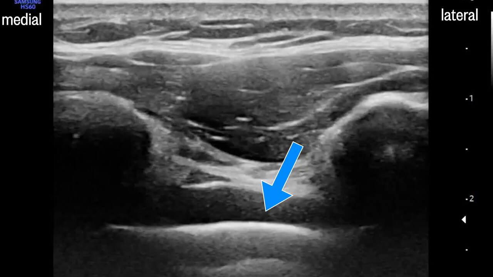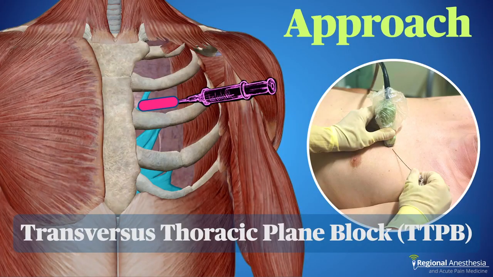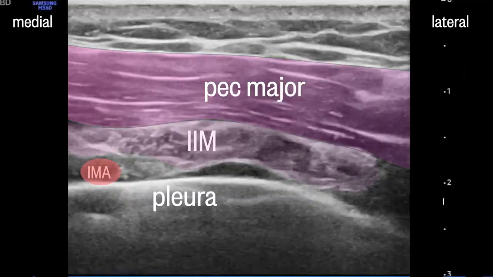Anytime you're imaging vessels in long axis, it can be easy to miss them. Doing the TTP block in the parasagittal orientation requires very careful attention to these vessels, which can be not all that obvious. So here we are back to the transverse view.